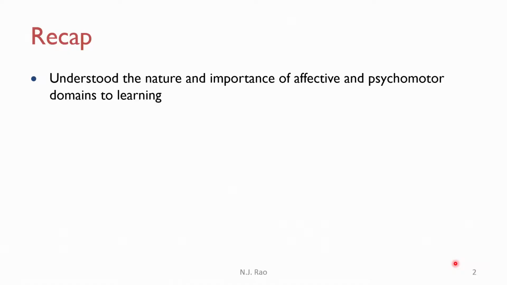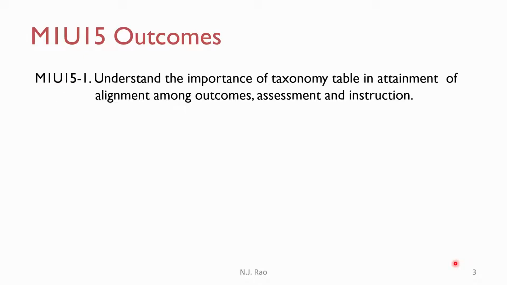Greetings and welcome to Unit 15, which is about the taxonomy table. Now, in the last unit, we understood the nature and importance of affective and psychomotor domains to learning, but we also said as yet we do not have adequate methods and processes to integrate affective domain learning along with the cognitive domain learning. The main outcome of this module is to understand the importance of the taxonomy table in attainment of alignment among outcomes, assessment and instruction.